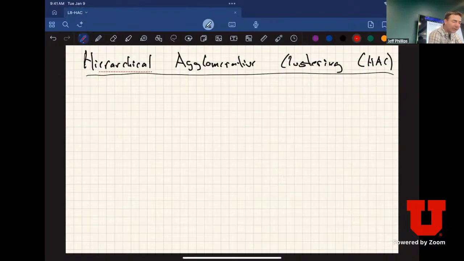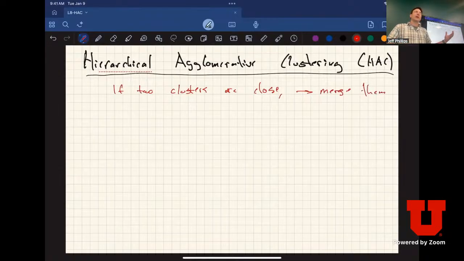So this family of things are basically going to follow the premise: if two clusters are close, then I'm going to merge them into a single cluster. Okay, and the clusters initially will just be points, right? Individual data points. Okay, so the algorithm HAC is going to be as follows.